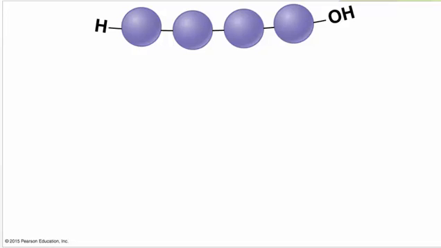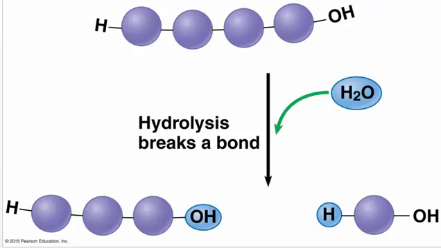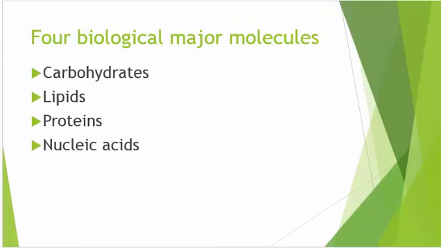Hydrate it. Add water. And it looks like this. You get the OH back on one side and the hydrogen on the other side. The monomers will slowly break off from one another piece by piece, and you have a bunch of single units rather than a long chain. When we study biological macromolecules that are important, we'll look at a lot of these monomer, polymer, macromolecule kind of setup. The 4 biological macromolecules that we're going to look at are carbohydrates, lipids, proteins, and nucleic acids.